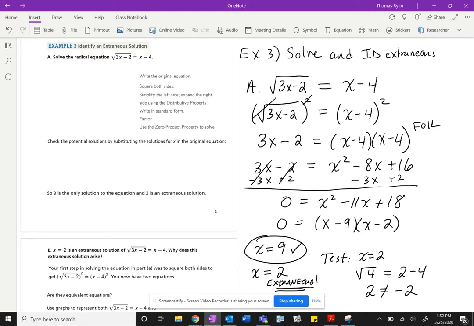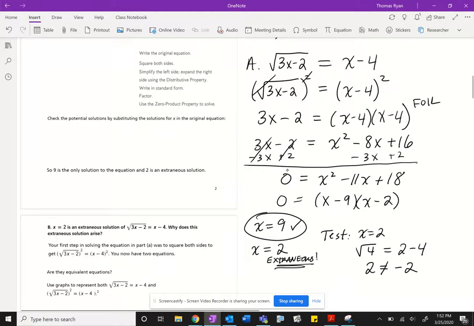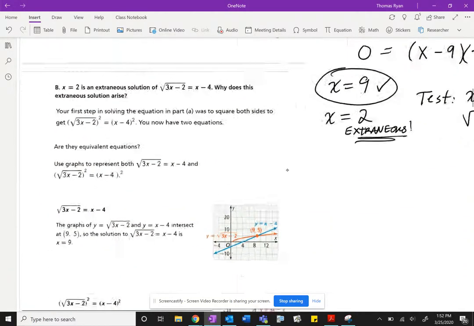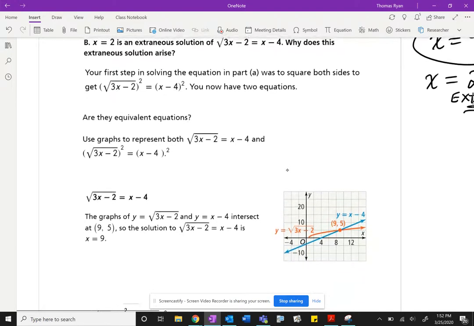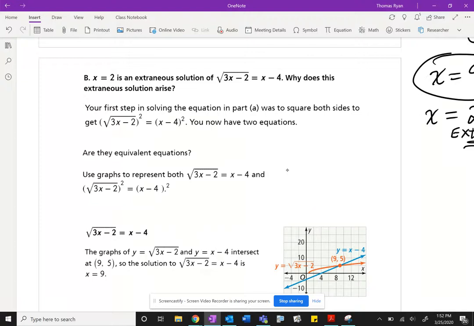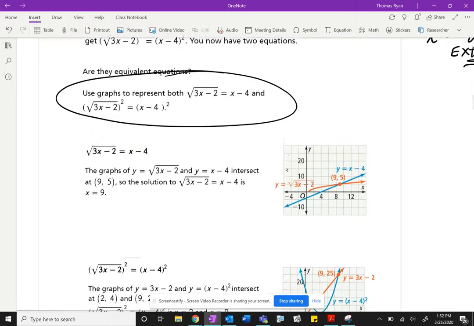Now, we're not going to go through this, but I want to walk you through what this is showing here. It says x equals 2 is extraneous, but why? Okay, so we've got to think about this. If we were to square both sides, we're going to use a graph to show it, because then you can look at it and you can see it, right?